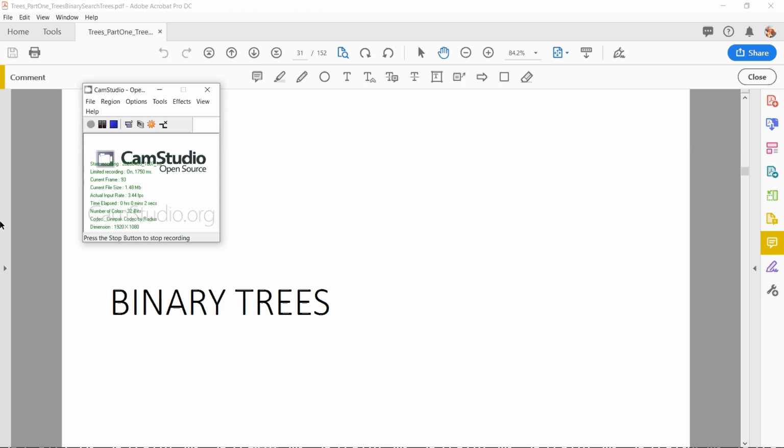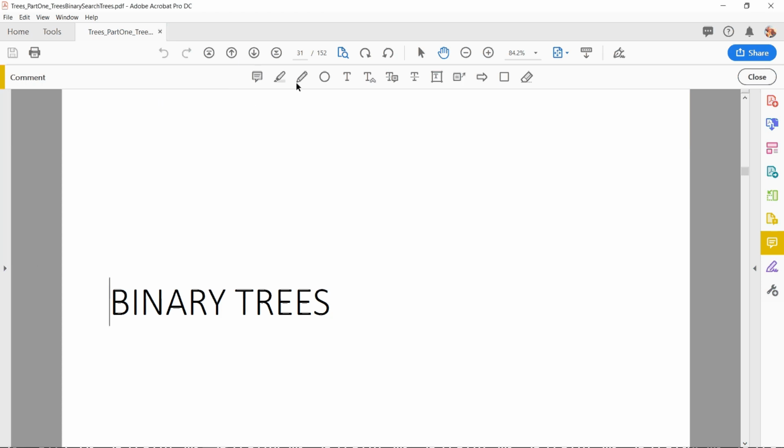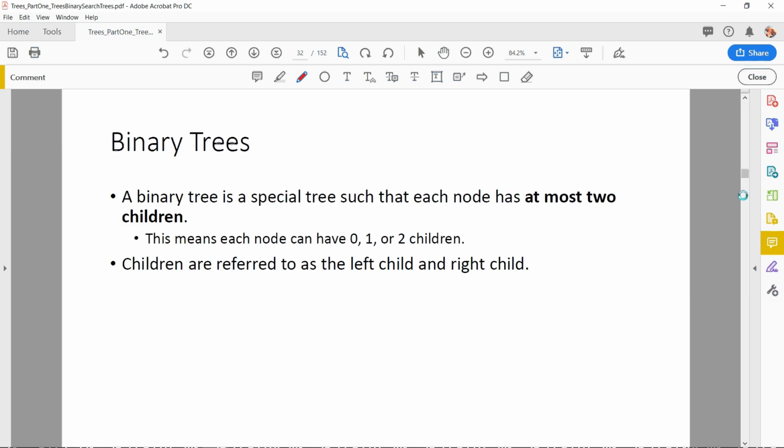Let's discuss a very particular and common kind of tree called a binary tree. A binary tree is a special tree. It's a specific kind of tree defined by the fact that each node has at most two children. That means every node in your tree can have 0 children, 1 child, or 2 children. So each node in the tree has a maximum of 2 children.